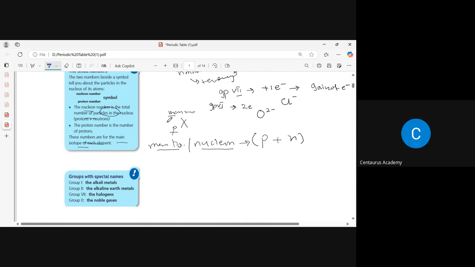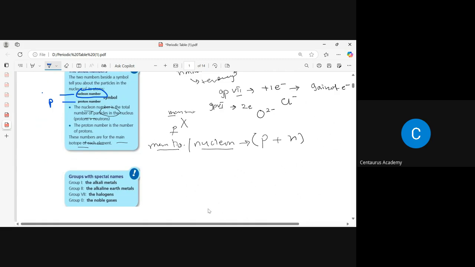Now, whenever you look at chemical symbols, each chemical element has a particular chemical symbol, and along with that, two numbers are associated with it: the nucleon number and the proton number. I told you this in atomic structure as well, that the proton number is the smaller number, and the nucleon number is basically the mass number. Of both of these, the bigger one is the mass number or the nucleon number. Both terminologies are used.